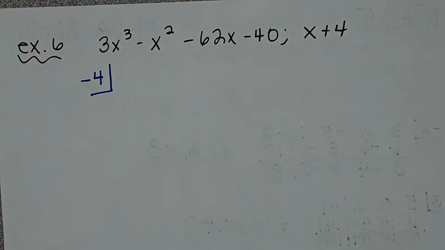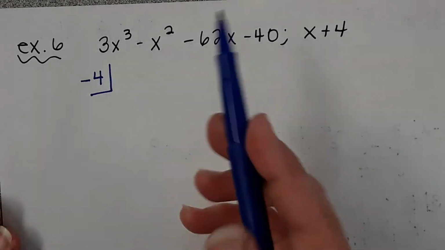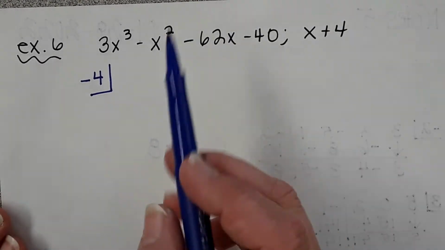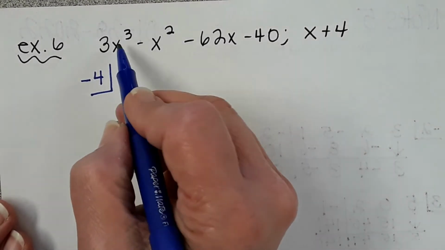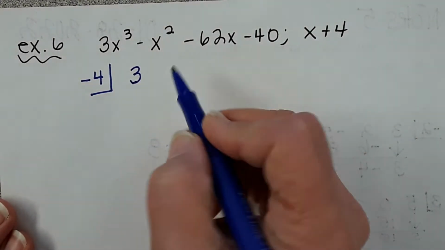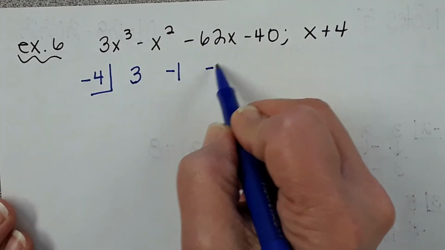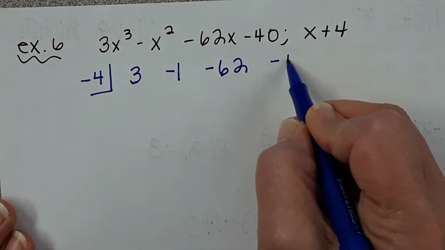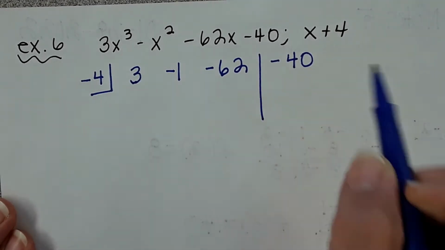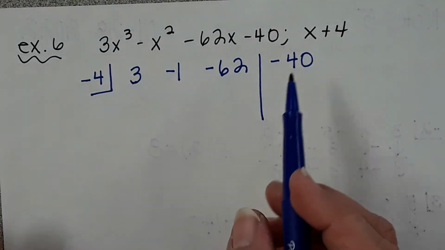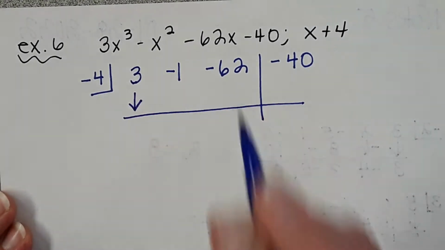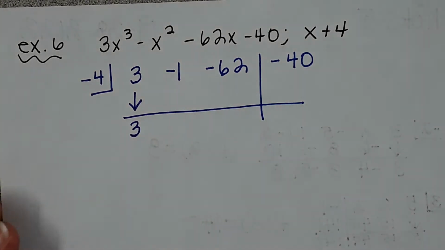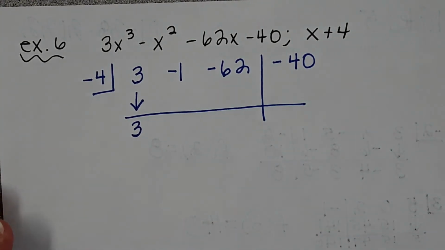And now we're going to do the rest of the problem. So am I missing any exponents? I have a 3, a 2, a 1, and a constant, so we're good. So I'm going to write the coefficients. My first coefficients are 3, negative 1, negative 62, negative 40. You're going to put a line between the linear term and the constant term. I'm going to break down 3. What questions do you have so far?